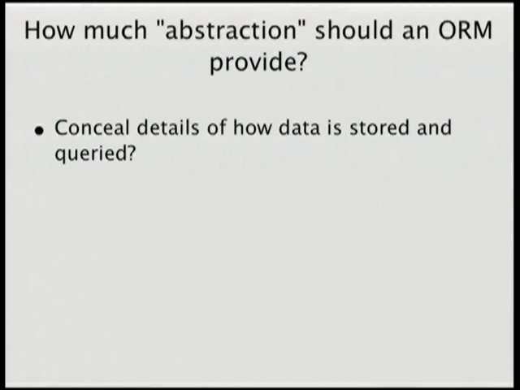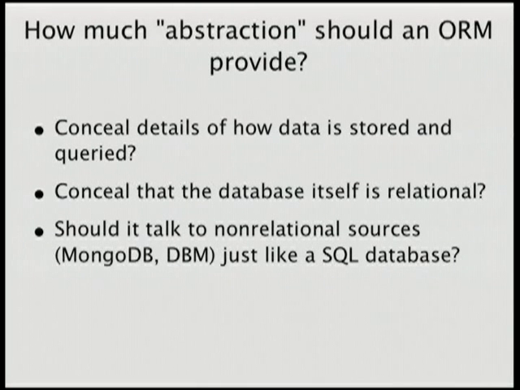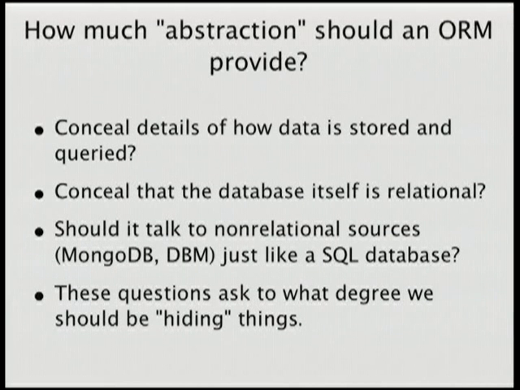And we're talking here about abstraction as hiding first. Would it conceal details of how the data is stored and how it's queried? Would it conceal that the database itself is even relational? Which means, would the same interface be used to talk to MongoDB? Would we get non-relational data back from the same query interface as we do from a relational store? And these are questions that are asking to what degree we should be hiding things.